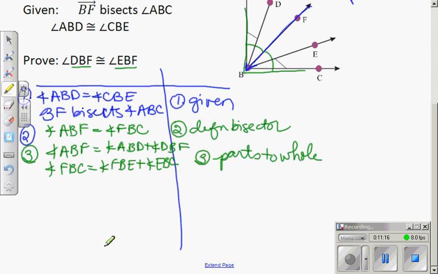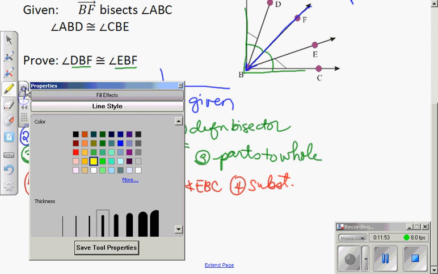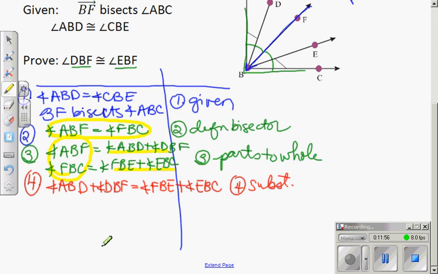Now we're going to start doing some substitutions. What I know is that these two guys are equal, and now I know that these two guys each have their own statement. So what I can conclude is since they're equal, those sums are also equal. So that's my next step. Step 4, angle ABD plus angle DBF is equal to angle FBE plus angle EBC. That is by substitution.